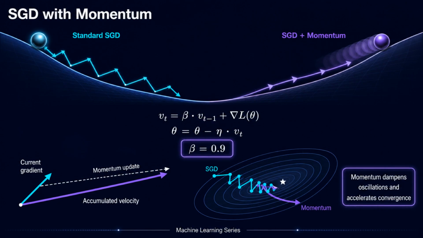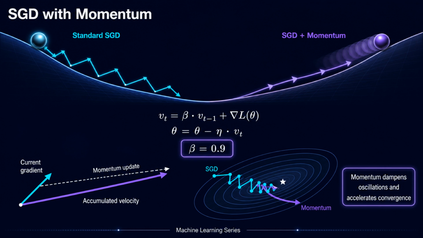Standard gradient descent can be slow when the loss surface has ravines, narrow valleys where the gradient oscillates back and forth. Momentum addresses this by accumulating a velocity vector that smooths out oscillations. The update rule has 2 steps. First, compute the velocity as v equals beta times the previous velocity plus the current gradient. Then update the parameters as theta minus eta times v. The beta parameter, typically 0.9, controls how much history to retain.